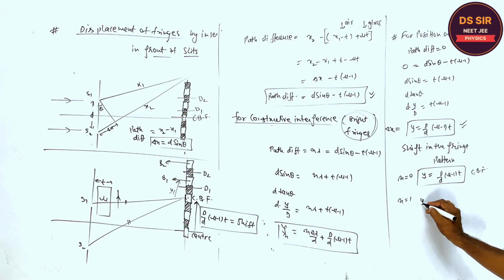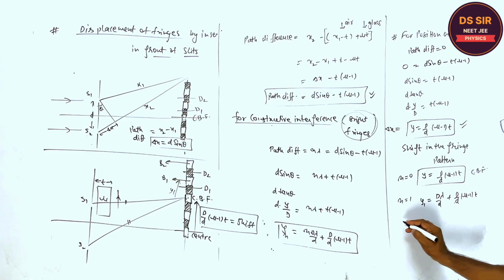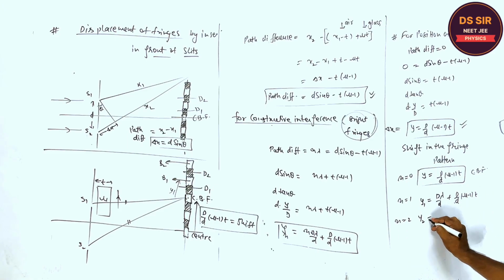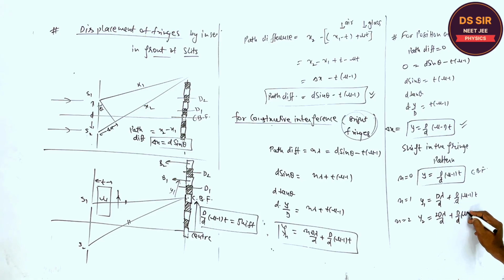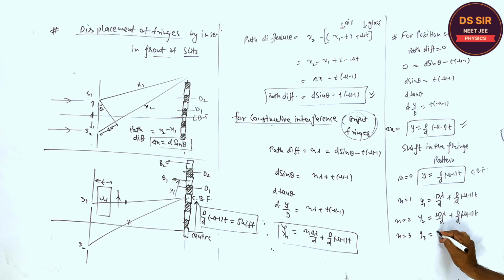fringe. So y1 will be equal to d lambda over d plus d upon d (mu minus 1) into t. For n equal to 2, y2 is equal to 2d lambda over d plus d upon d (mu minus 1) into t. For n equal to 3, it is 3d lambda over d plus d upon d (mu minus 1) into t.